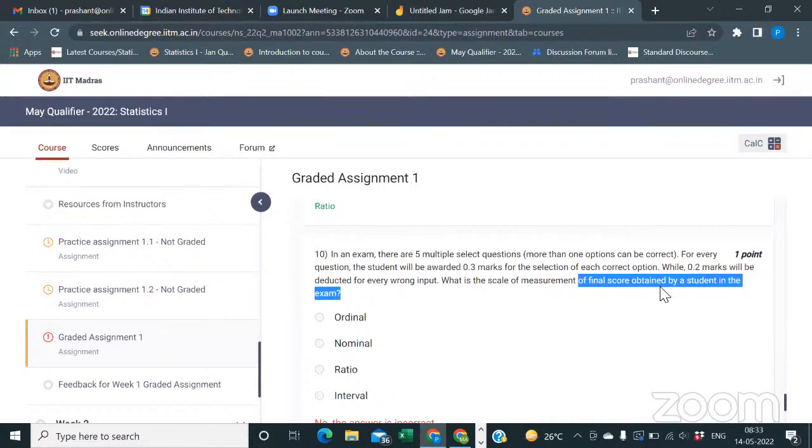And in the question, if you see, it's clearly asking about the final score. It's possible the final score can go negative. If it's going negative, then it means the absolute 0 property is not fulfilled. And if the absolute 0 property is not fulfilled, that means there is no ratio. That means there is an interval scale of measurement.